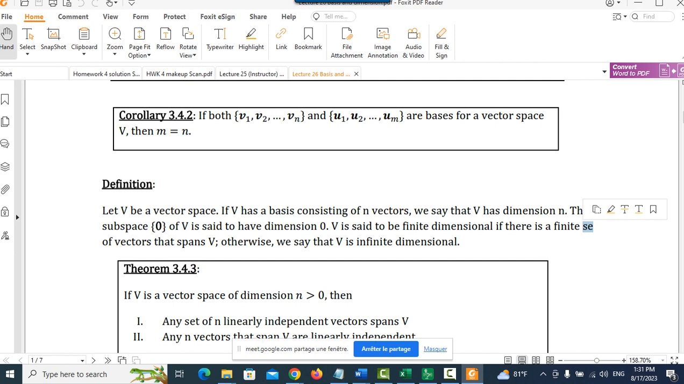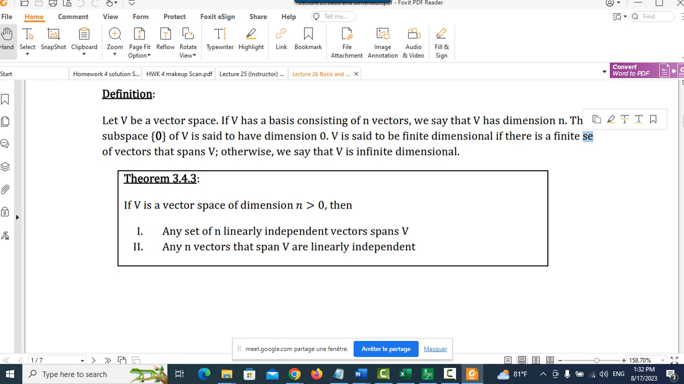So here is the definition of the dimension. If you have a basis that has n vectors, for example, this basis has n vectors, in that case we say that the dimension is n.